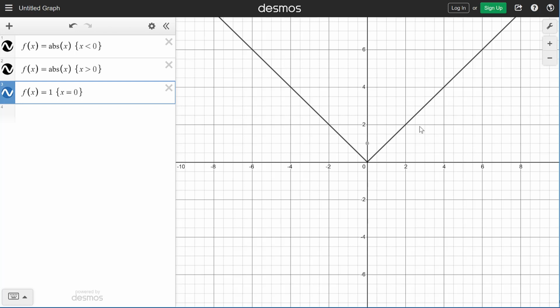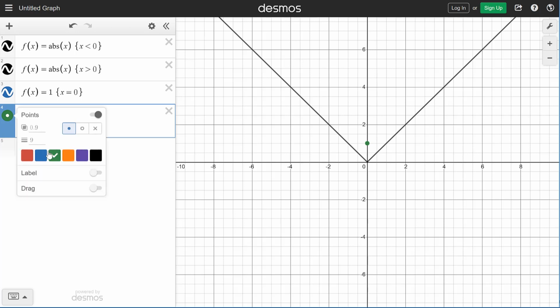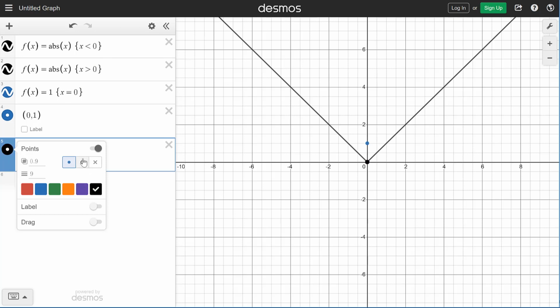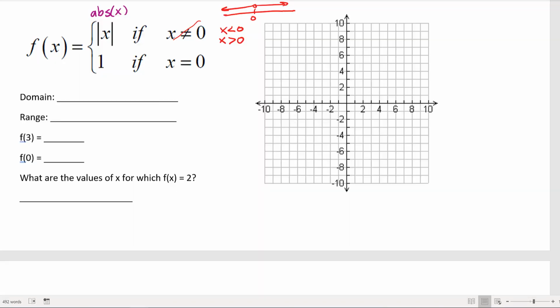but that only works for x is equal to 0. Okay, and again, remember that's grayed out, so I'm going to go ahead and use a dot for that, 0, 1 for that dot, and make that blue. Okay, and then for the value right here at 0, 0, it's undefined, right? So I need to make an open circle at 0, 0. So I'm going to make that black and open. Okay, so there is the picture that I have. Let's go back and graph that.